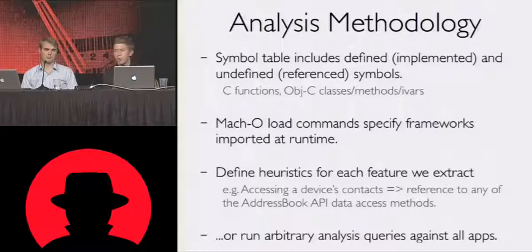And similar to Android, we want to define heuristics to identify features, capabilities, vulnerabilities, for example. One example of an iPhone heuristic is we can look at whether an application imports any address book APIs that allow you to read contact data. Or we can really just run arbitrary queries against the application data set as a whole. We're actually able to hit every application on a whole data set in about 5 hours right now on Android and iPhone and run arbitrary queries against it.